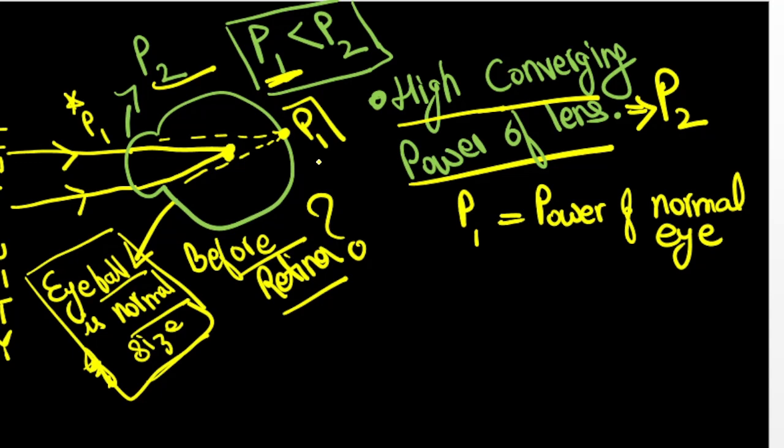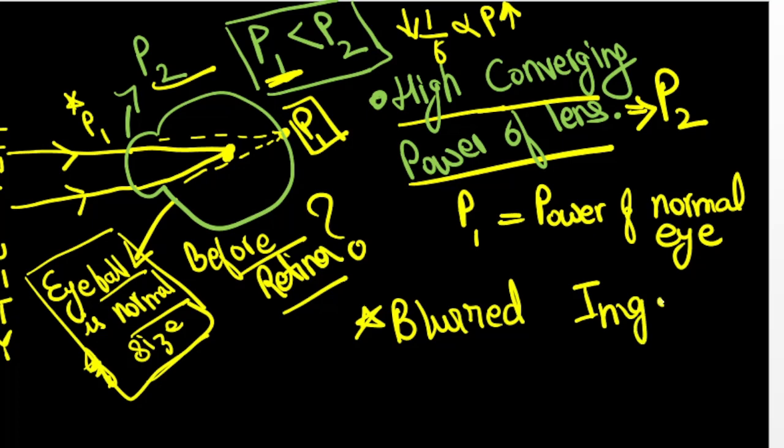But in case of P2, its converging power is more, and you can say focal length is less and converging power is more. So because of that, image is formed before retina, and again we will see blurred image. Is it clear? Okay, so let's get back to it.